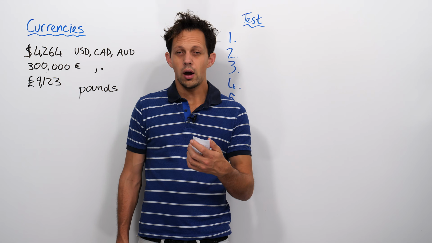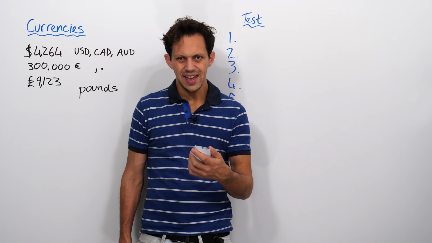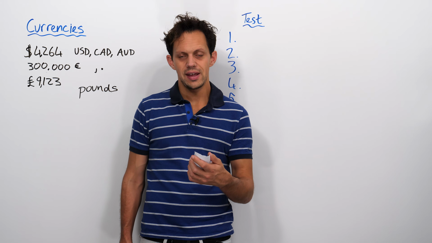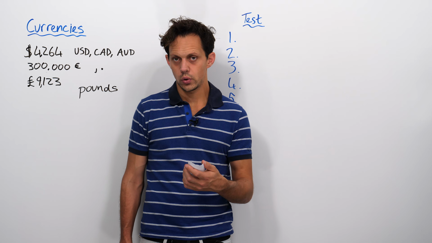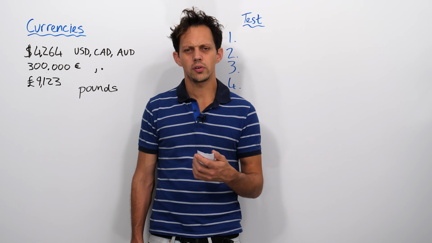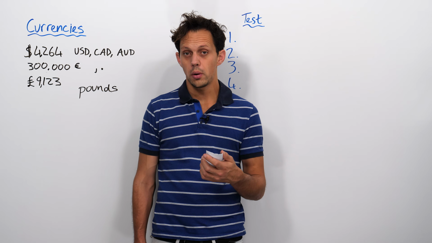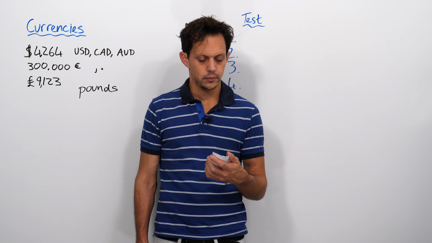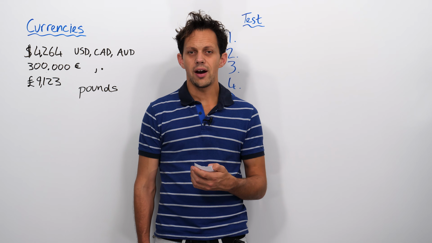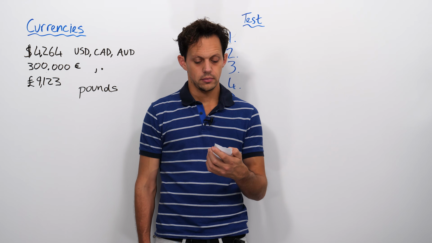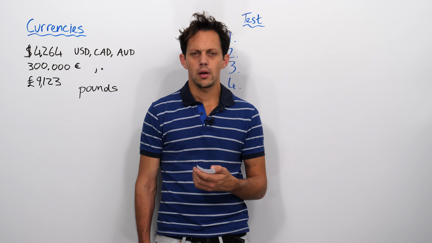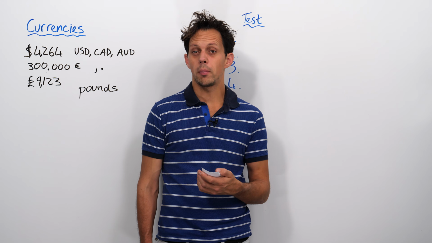Number 2, 174,892. Number 3, 24.051. Number 4, $140. Number 5, £28.44.